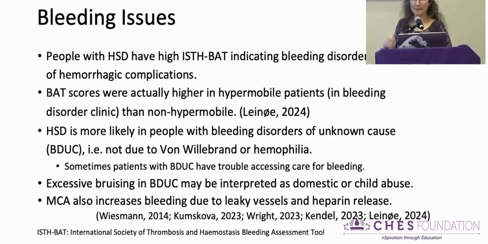A problem in our population, I don't know if it's a problem in your group, is the implication of domestic abuse or child abuse, because of all the bruising that can happen. Unfortunately, children have been taken out of the home because, it's like, how could a 3-month-old baby get all these bruises on them? Well, they're hypermobile. I mean, you can't diagnose it at 3 months, but anyways. And the mast cell activation that we were talking about also leads to bleeding because it releases heparin, and it causes the blood vessels to be leaky. So there are a couple of reasons.